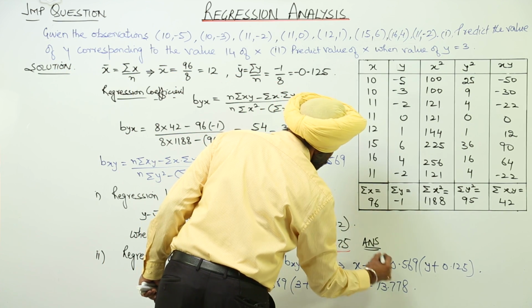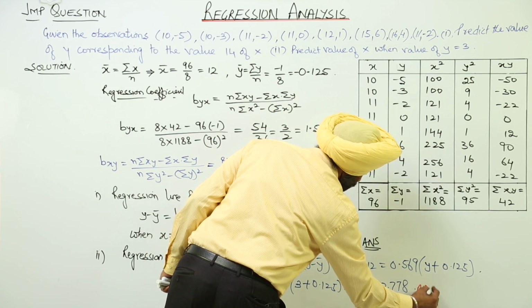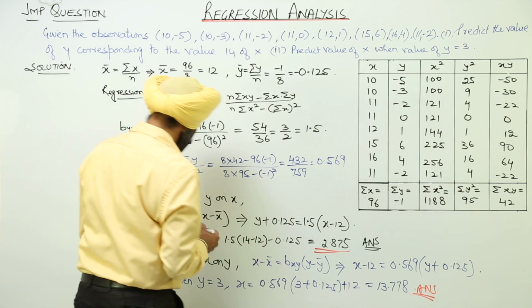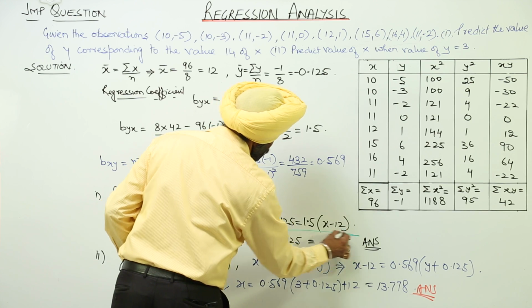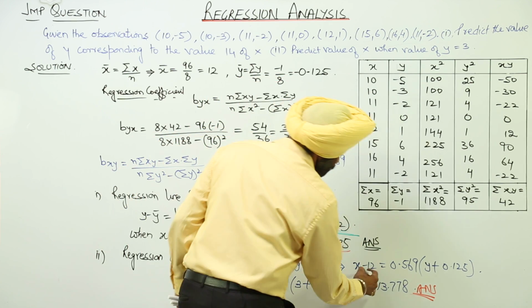Okay. So we have two answers. Number 1, this answer and this as an answer. Two answers and two equations. Which was the equation? This was one of the equations and this is another equation.